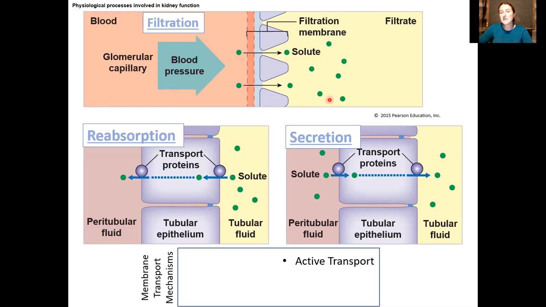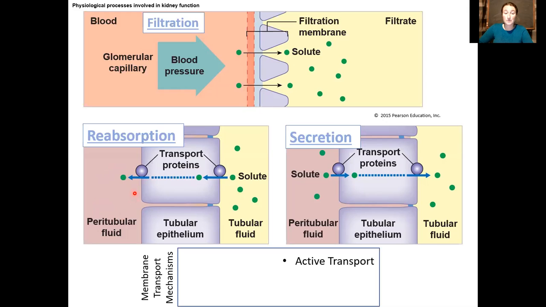This filtrate has the same solute concentration as the blood. Of course, we want to modify that, and so we reabsorb the stuff that we want. Here we can see some of those solutes. Glucose, for example, we don't want to just pee out. And so we utilize transport proteins to bring the solutes that we want, the good ones that we need to maintain homeostasis, back into the body.